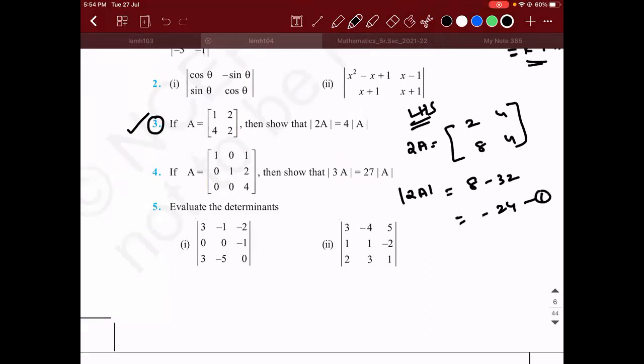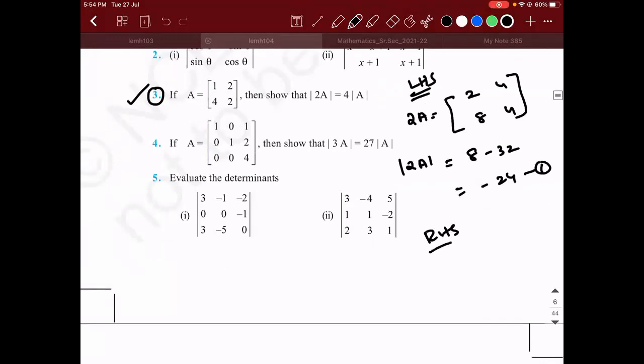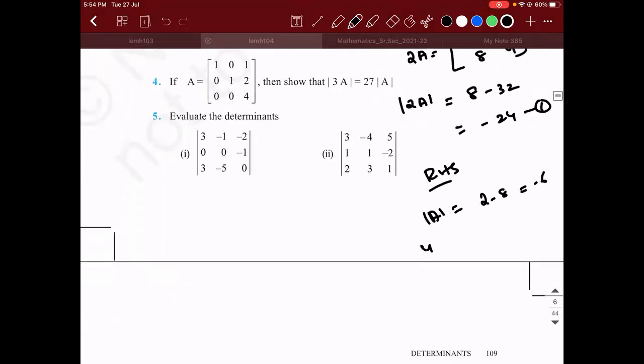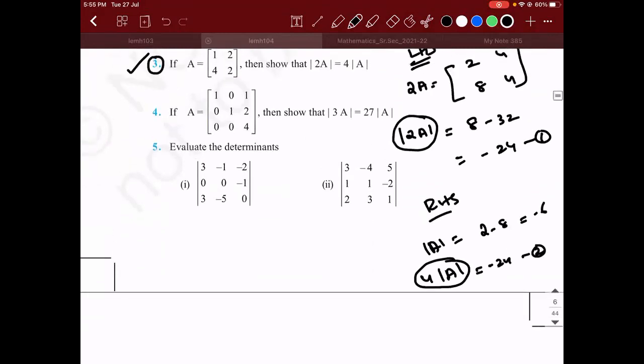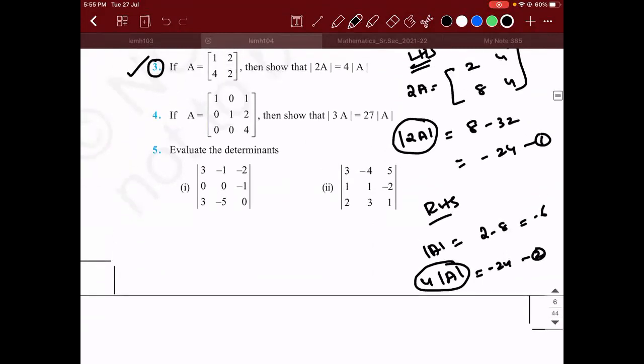Let this be equation number 1. For RHS, what is determinant of A? 2 minus 8 is minus 6. So 4 times determinant of A will be minus 24. Let this be 2. So determinant of 2A is equal to 4 times determinant of A. Same is the case here. Determinant of 3A is equal to 27 times determinant of A.